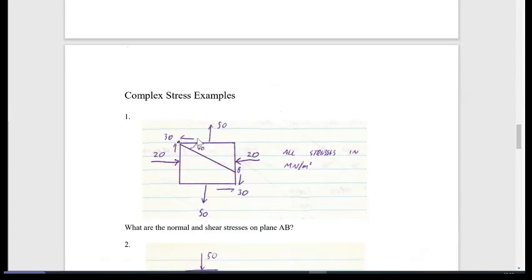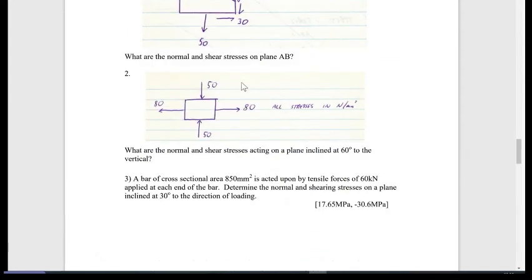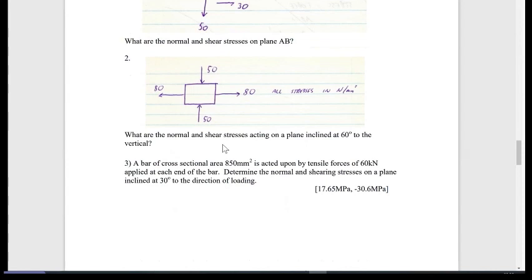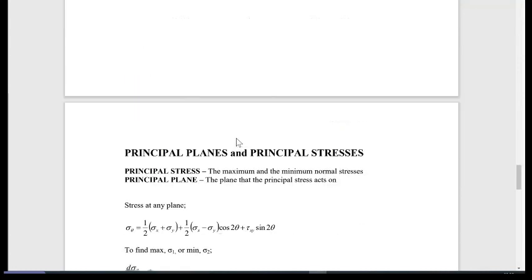I then did some examples. I went through example 1 with you, I think, and then asked you to do examples 2 and 3 on your own. So hopefully you've done those. If you've not watched that previous video, if you've not tried those examples, please do that before attempting this tutorial.